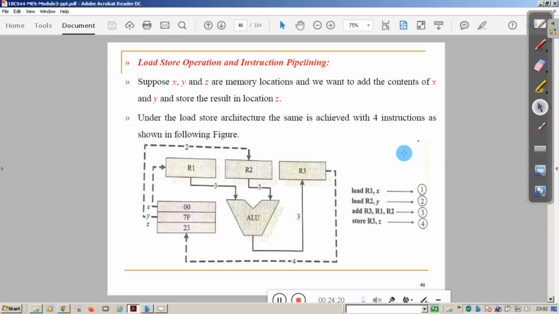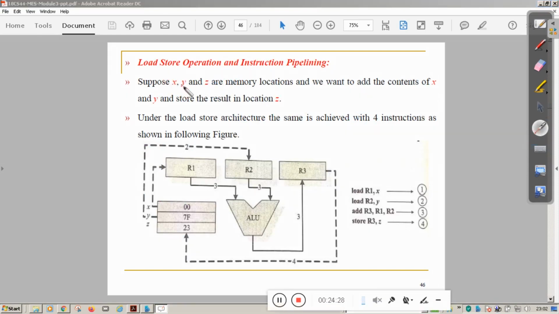So here this architecture shows how load and store operation takes place. Suppose we have 3 memory locations X, Y, Z, and we want to add the content of X and Y and store the result in Z. These are the data in the 3 memory locations: location X contains 00, and location Y contains 7f.